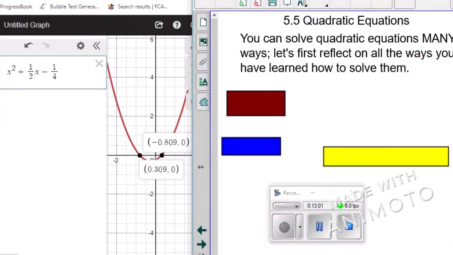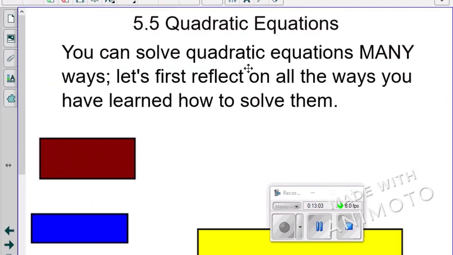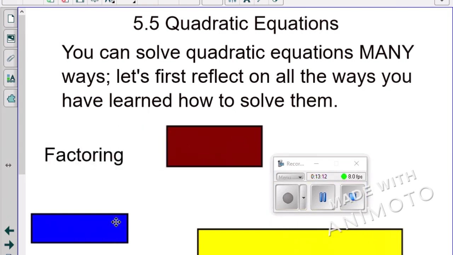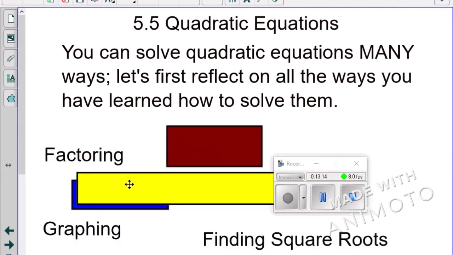One last thing I wanted to address here quickly is just, let's review. Think. There are 3 ways you learn how to solve quadratic equations. Brainstorm right now. What are they? Think about them. Hopefully you said all 3 of these. If not, go back and watch the one you missed.